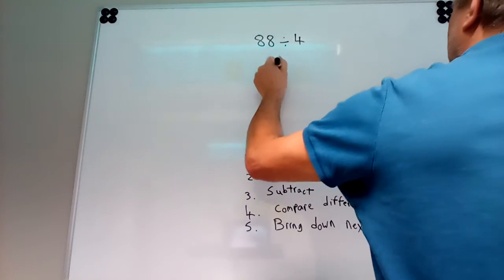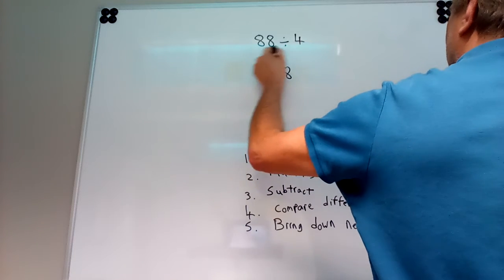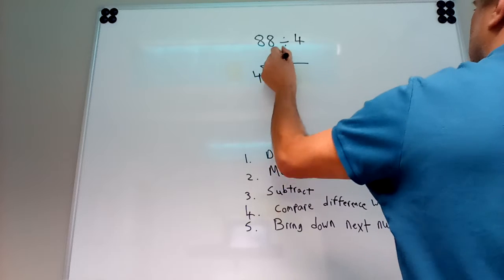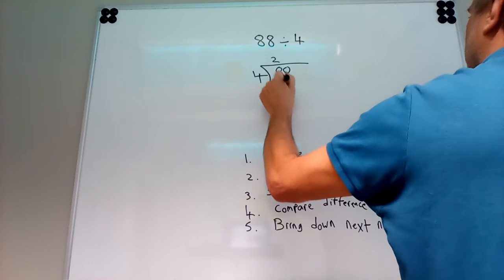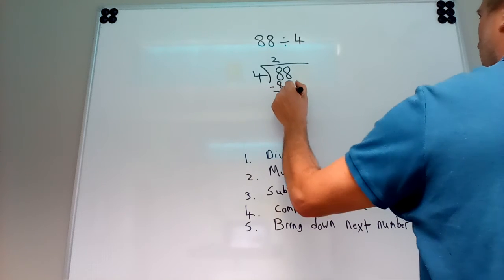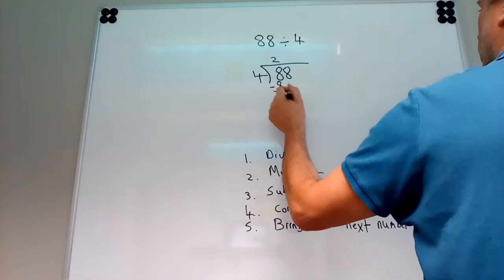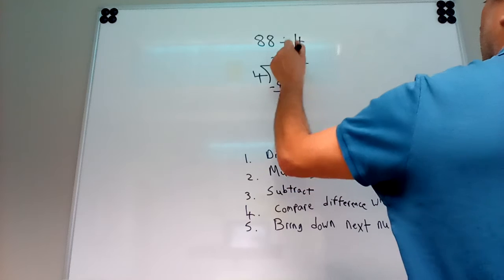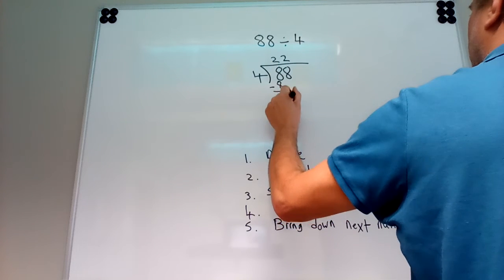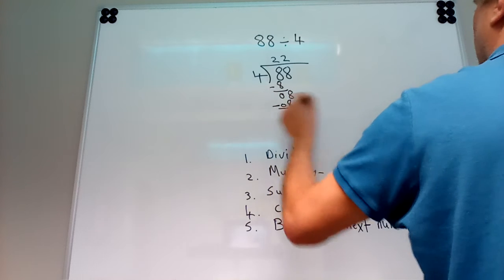So I'm going to put my 88. I'm going to divide it by 4. 4 will go into 8 2 times. 2 times 4 is 8. I'm going to subtract, it gives me 0. I've got 8 to bring down. 4 will go into that 8 2 times. 2 times 4 is 8 again. I subtract and I have 0.